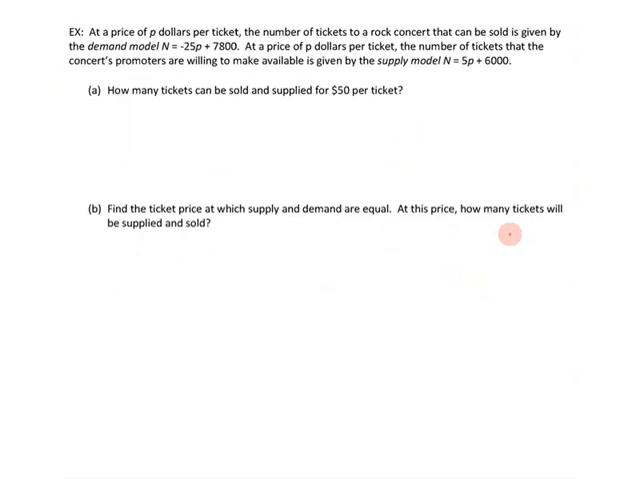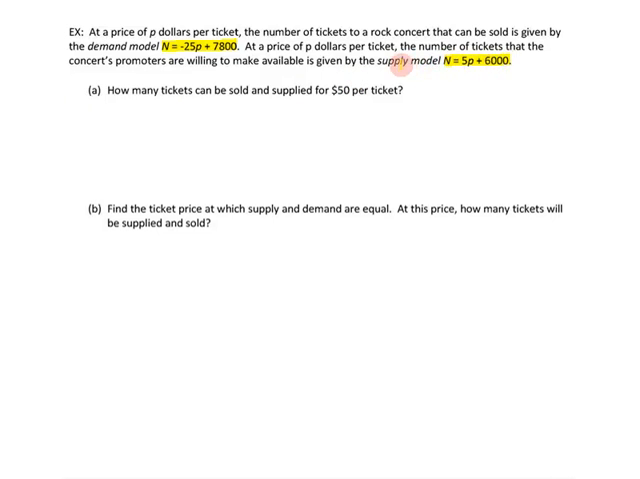solutions. Let's do one last example with a word problem involved and see how we might use the techniques we've learned in this section to answer some word problems. We're given that at a price of P dollars per ticket, the number of tickets to a rock concert that can be sold is given by the demand model. N is equal to negative 25p plus 7,800. At a price of P dollars per ticket, the number of tickets that the concert promoters are willing to make available is given by the supply model. N is equal to 5p plus 6,000.